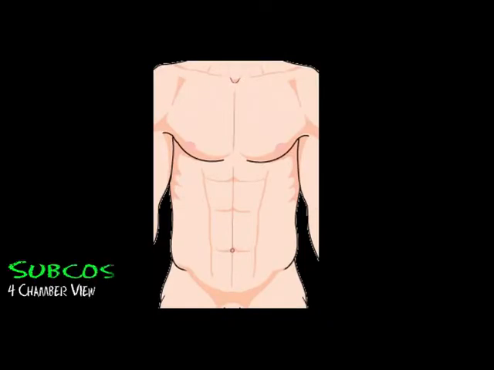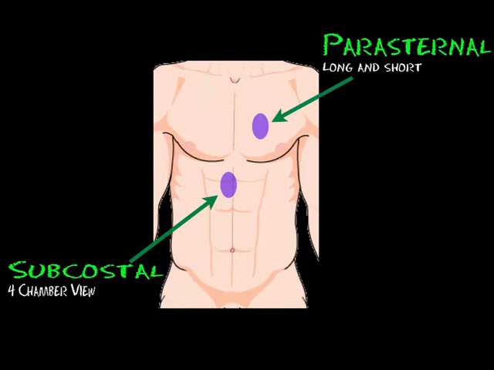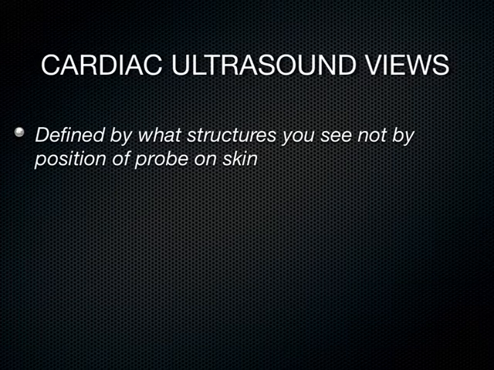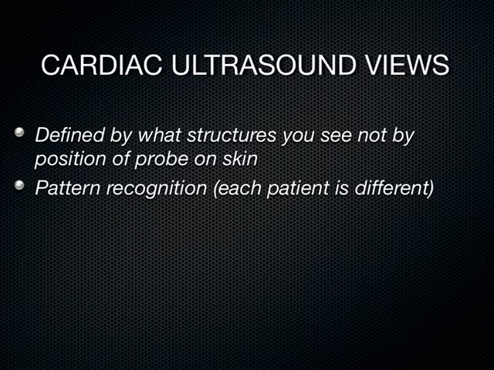Where do we put the probe? Well, there's the subcostal four-chamber view that we're very used to, as well as the parasternal long axis that we're very used to with the trauma exam. But looking in the parasternal short and at the apical four-chamber, that's something we're definitely going to want to focus on in this lecture as well. So what cardiac ultrasound views, how do we define them? Well, they're defined by the structures that you see on the screen, not the position of the probe on the skin, because everybody's got a different chest wall shape, and really what you're looking for are certain patterns on the screen, more so than exactly where to put the probe on the chest.